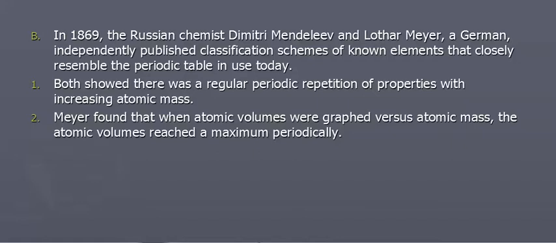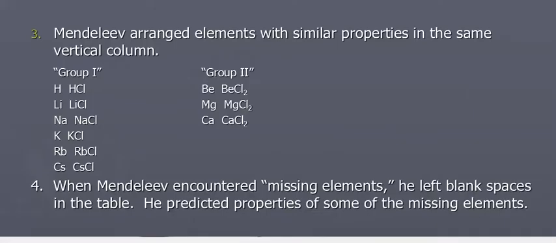Both showed a regular periodic repetition of properties with increasing atomic mass. Mendeleev arranged elements with properties in the same vertical column. So hydrogen, lithium, sodium, potassium, and so forth were similar because they reacted in a 1-to-1 mole ratio with chlorine. Beryllium, magnesium, calcium reacted in a 1-to-2 mole ratio with chlorine. At his time, there were only about 60 known elements, so Mendeleev left blank spaces for those elements that had not been discovered yet.